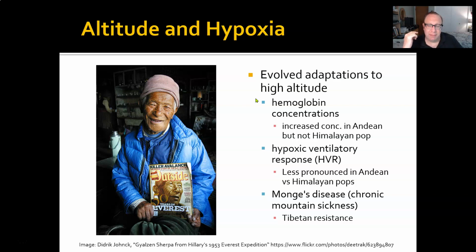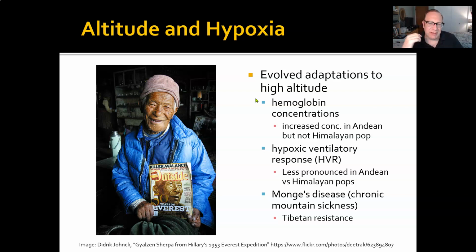In both, we see a less pronounced hypoxic ventilatory response. This is the thing that makes you start breathing a lot and can lead to altitude sickness if you go up too quickly. And their reactions to this response are better regulated. This is even more pronounced in Andean populations than it is in Himalayan ones.